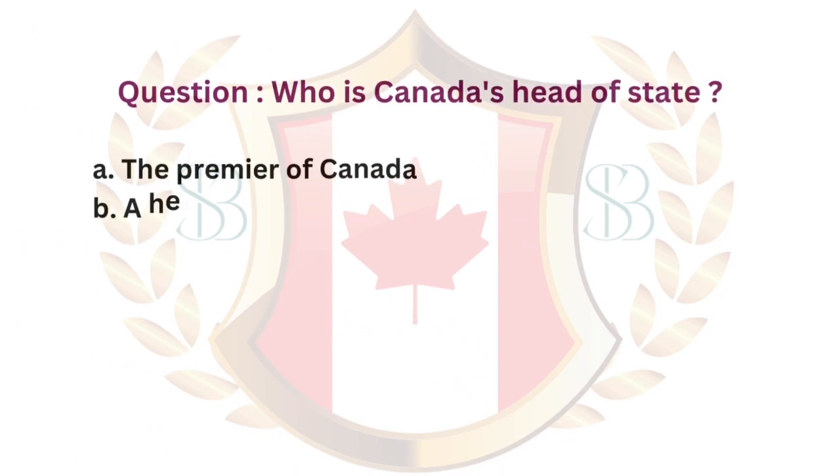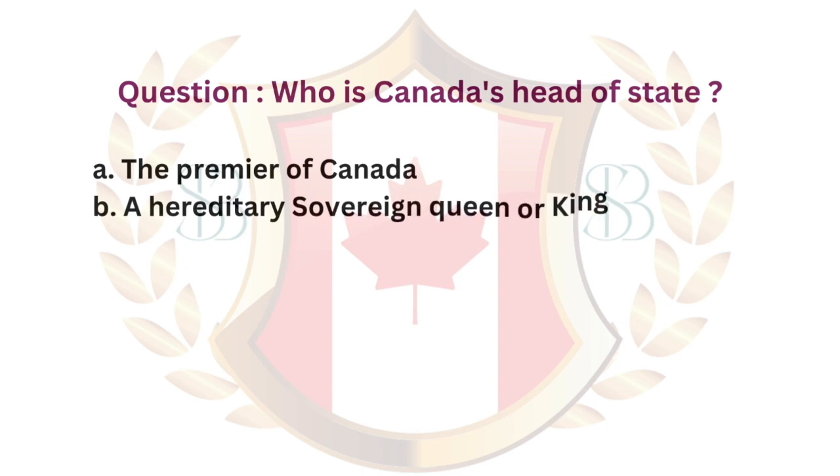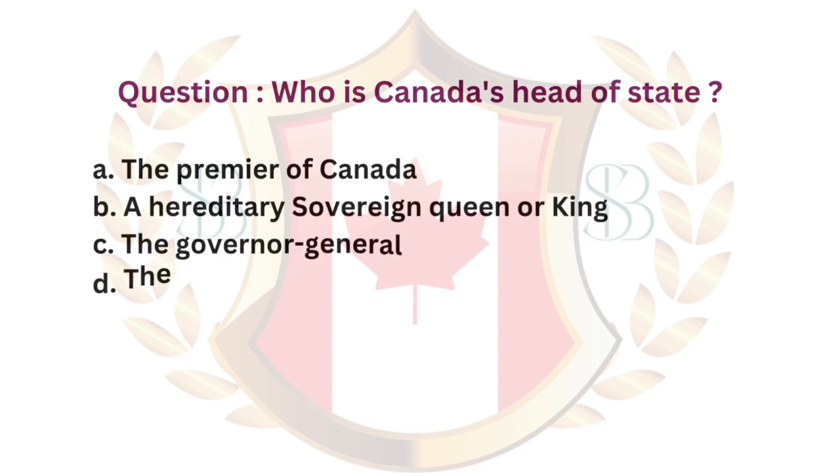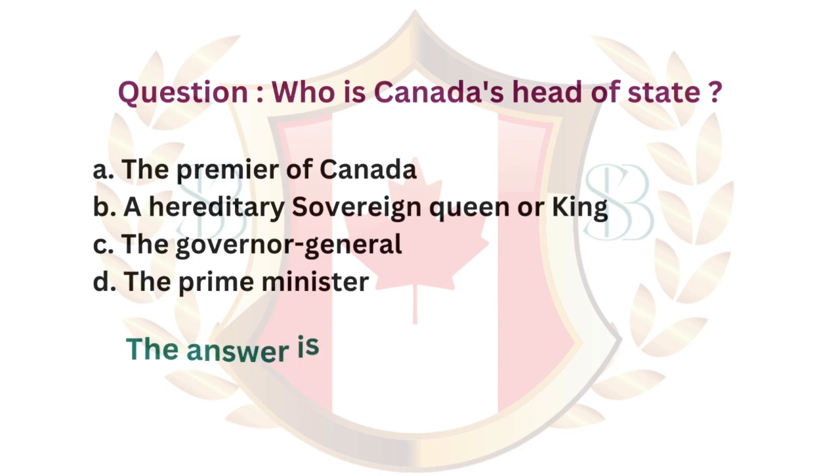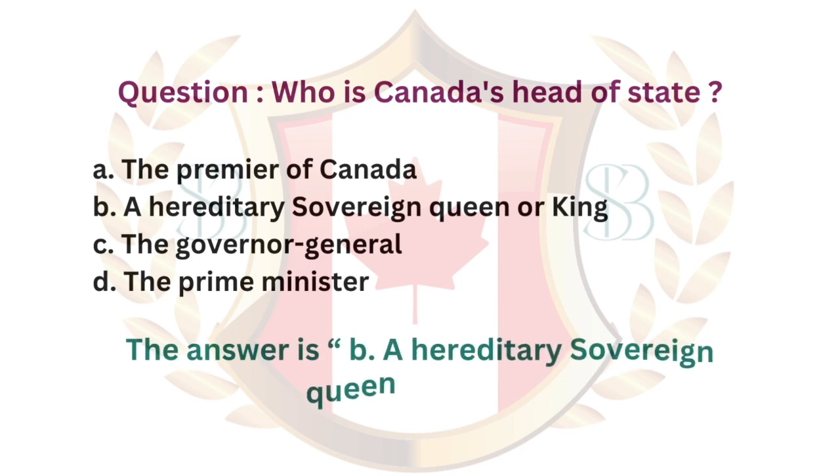Question. Who is Canada's head of state? A. The Premier of Canada. B. A hereditary sovereign queen or king. C. The Governor-General. D. The Prime Minister. The answer is B. A hereditary sovereign queen or king.